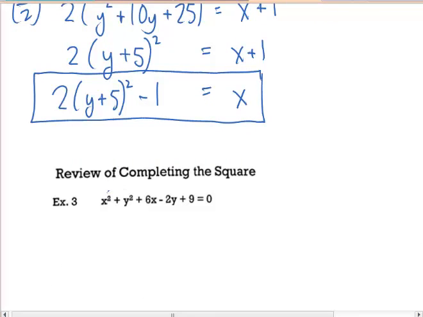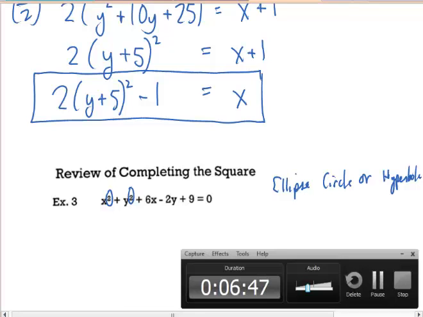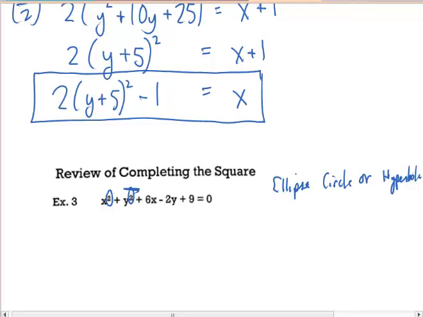And in this case, we have 2 square terms. So I'm anticipating it to be either an ellipse, a circle, or a hyperbola. In doing this one, I have to separate the y terms from the x terms. So I'm going to keep everything on one side. I have x squared plus 6x, and then I'm going to have y squared minus 2y. And on the other side, I'm going to subtract 9.